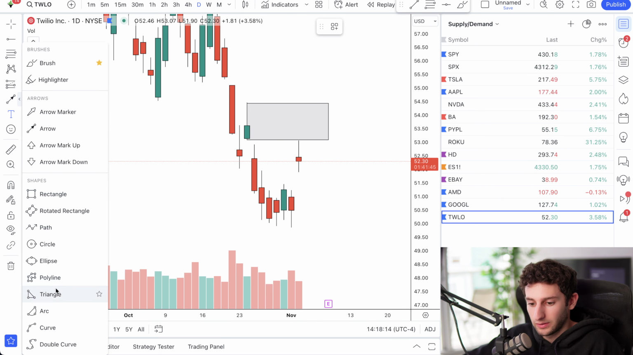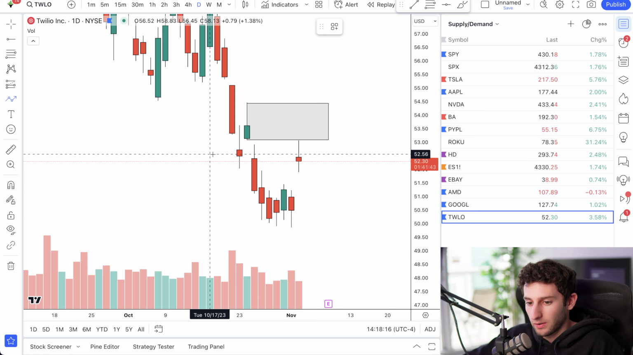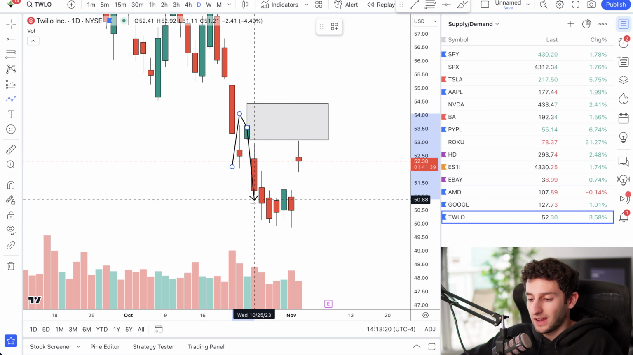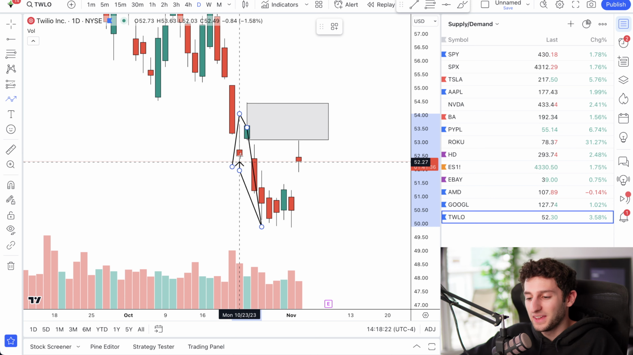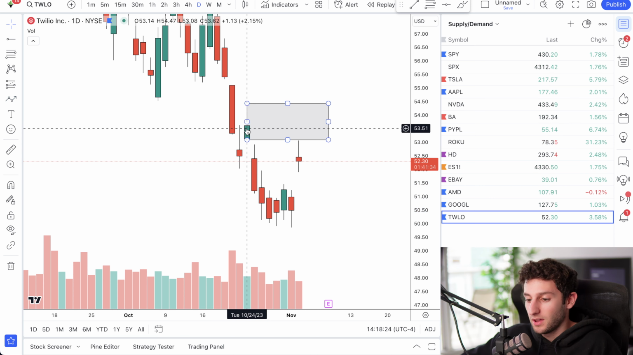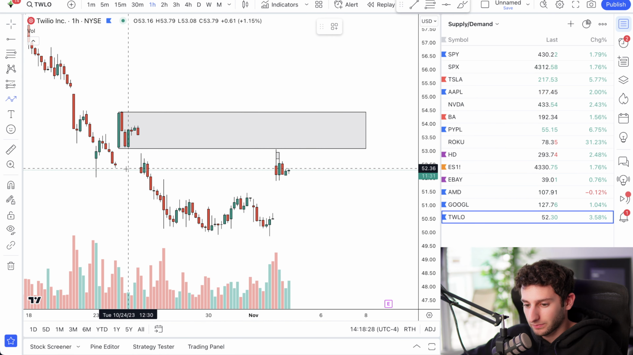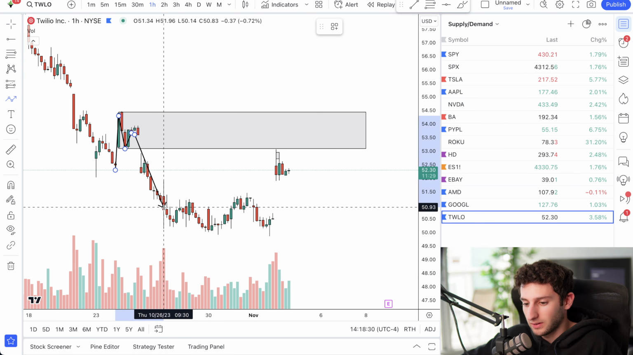Where is it? Here it is, right? So we have a race, a base, and then a drop. Okay, sorry, we have a rally, a base, and a drop. Mix up my words. Rally, base, drop. So if we zoom in on ours, it's a little bit easier to see, right? Rally, a little bit of base, nice fast move higher.